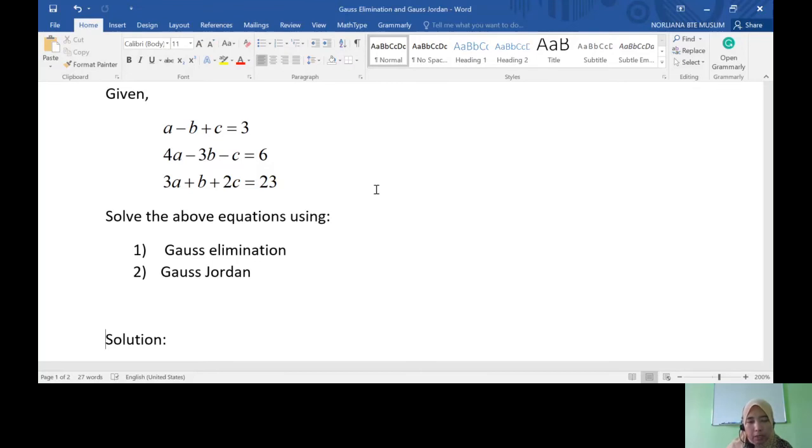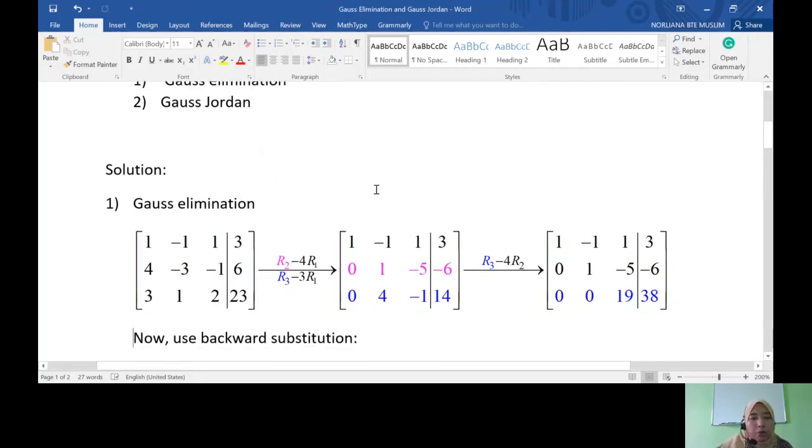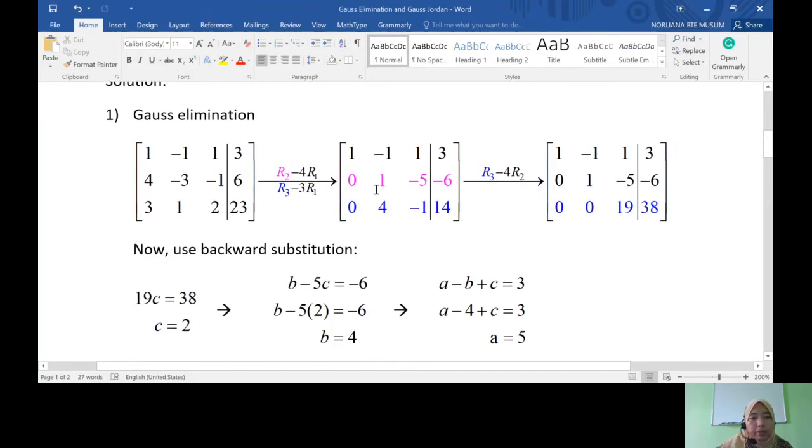Gauss elimination is a method containing elementary row operations with backward substitution. And Gauss Jordan contains Gauss elimination inside it, but there is a continued process after the Gauss elimination. Okay, so we'll show you the method for Gauss elimination.